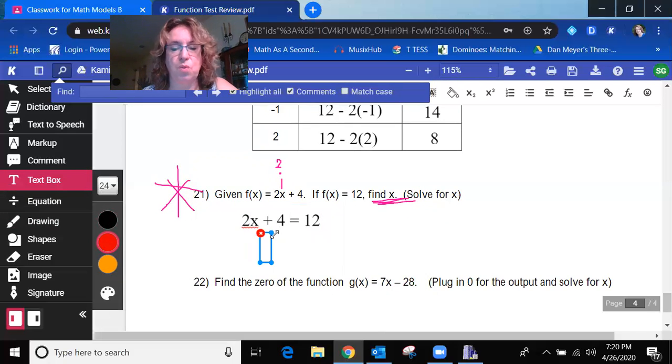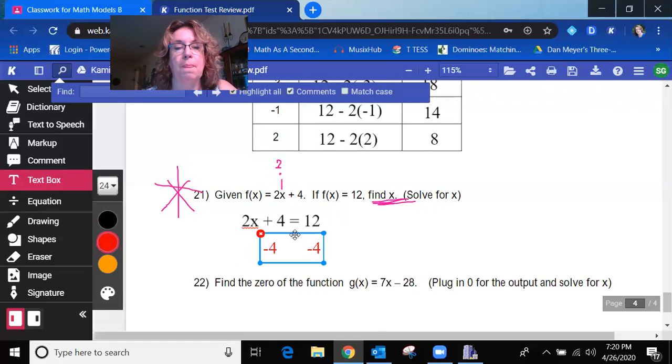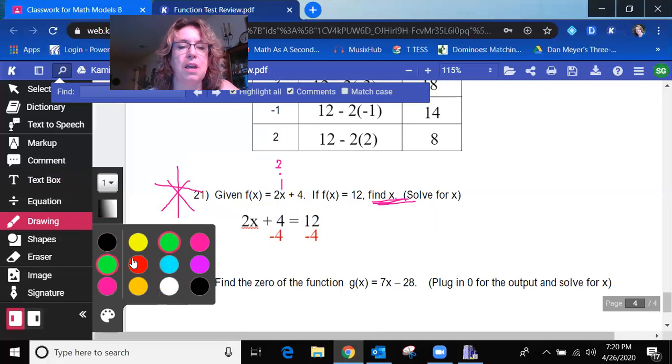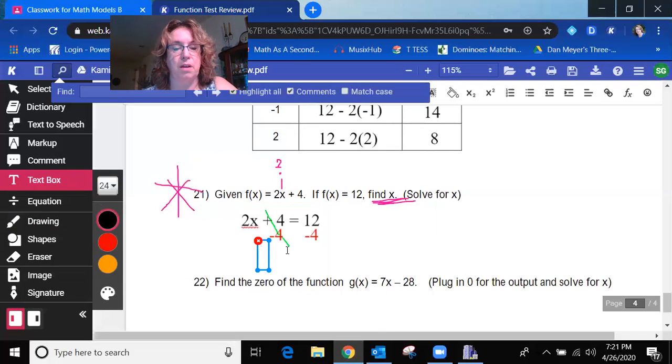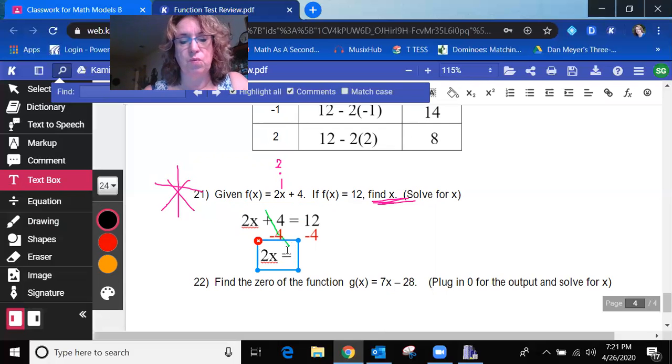Okay, so I want to get rid of the plus 4, so I'm going to go minus 4 on both sides. Right there in the middle, you can see with the plus 4 and the minus 4, that is going to cancel. That's what we usually say. It cancels out, or it makes a 0. And so then I just have on this side 2x equals, and then I'm going to go 12 minus 4, which happens to be 8.